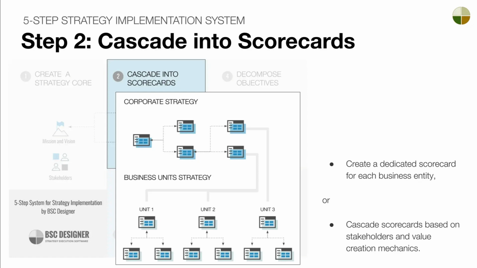Strategy cascading should be adapted to the needs of your company. For example, you can follow the organizational chart and create a separate scorecard for each business unit. On our website, you'll find several videos that show how to do this cascading using BSC Designer.